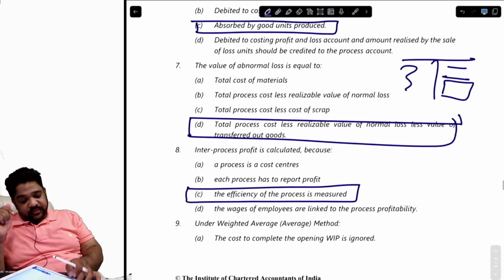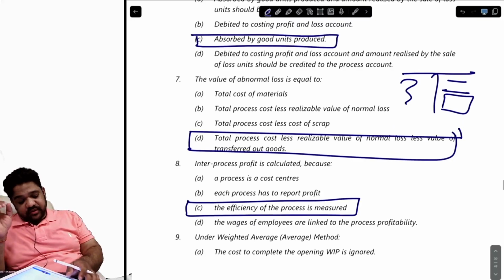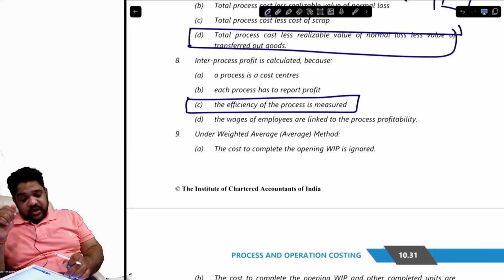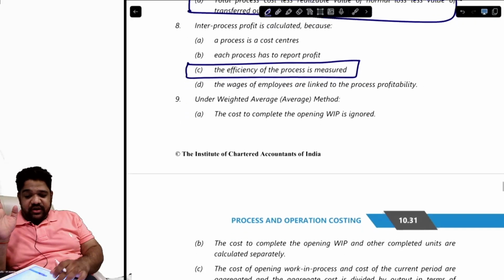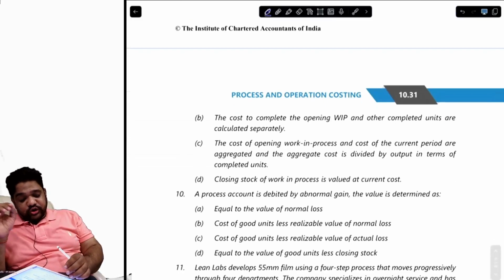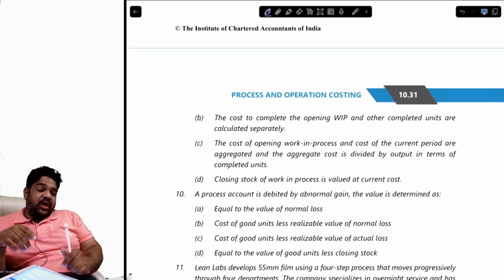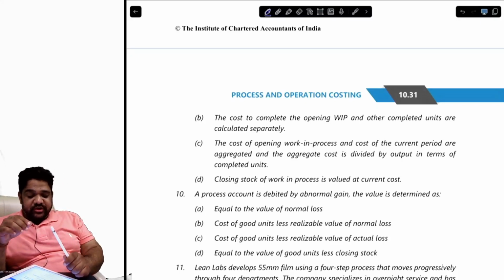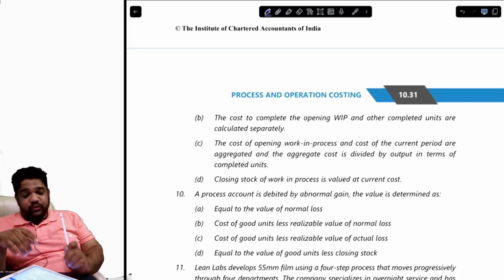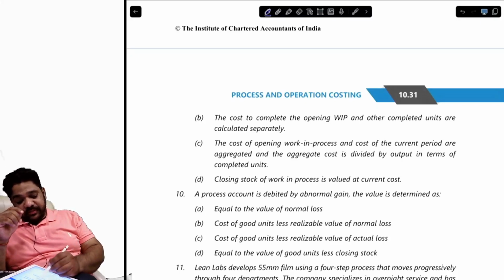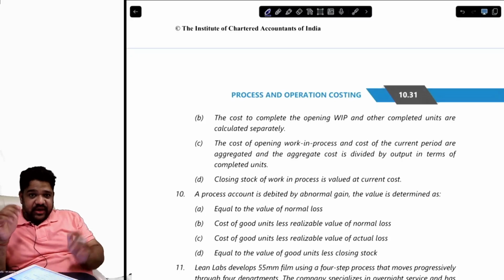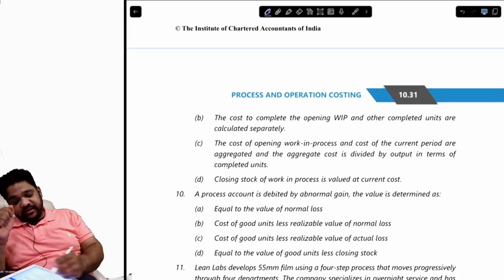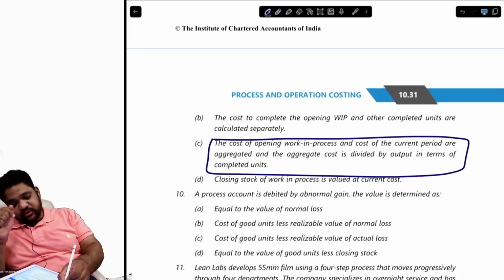Then comes the ninth one. Under weighted average method, the cost to complete the opening WIP is ignored. No, sorry, we never ignore a cost. The cost to complete the opening WIP and other completed units are calculated separately. Now see, the opening stock valuation is calculated separately under FIFO, not under weighted average. So this is not right. The cost of opening WIP and the cost of current period are aggregated, as in added, and the aggregate cost is divided by the output in terms of completed units. This is what we do.